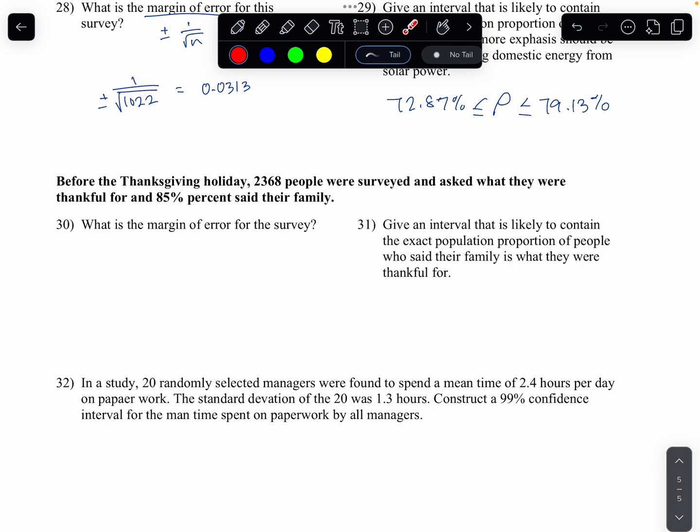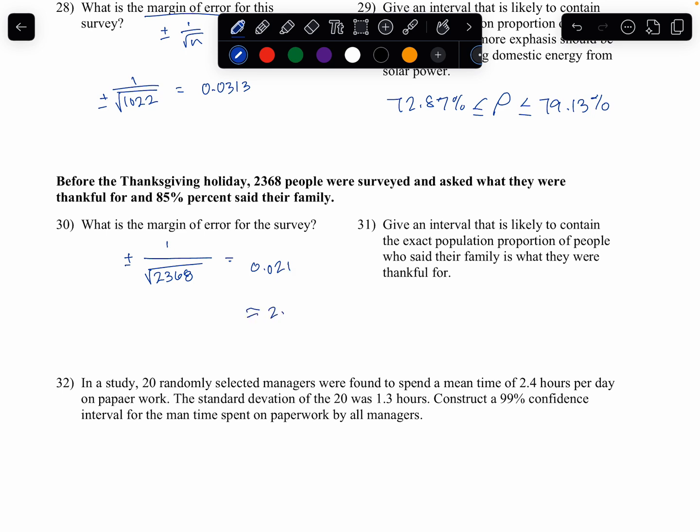Before the Thanksgiving holiday, 2368 people were surveyed and asked what they were thankful for, and 85% said their family. What is the margin of error for the survey? And so we're going to do plus or minus 1 over the square root of 2368. So 1 divided by the square root of 2368, and I've got that's equal to 0.021, or about 2.1%.